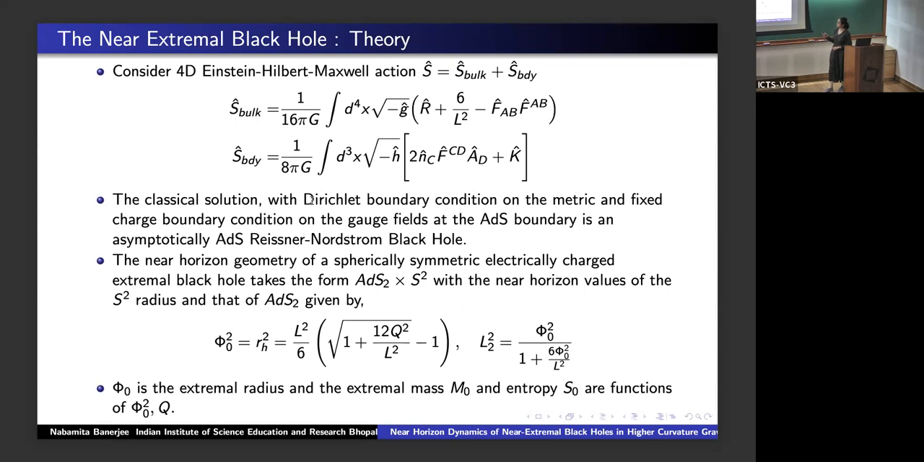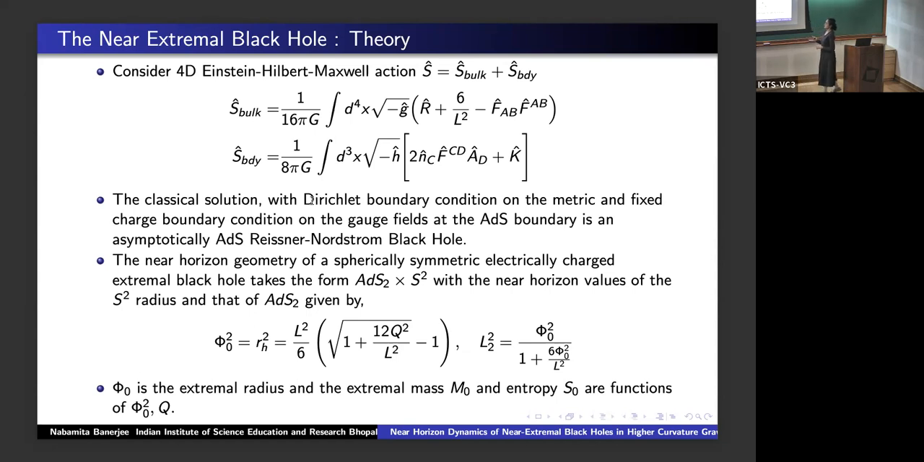Okay, and since we want to impose a Dirichlet-like boundary condition on the metric, and I also want to fix the charges, one needs the appropriate boundary terms to be added to the bulk action for the well-definedness of the variational problem. This is well known and nothing new. Okay, so one gets a solution to this system as a 4-dimensional AdS Reissner-Nordstrom black hole.